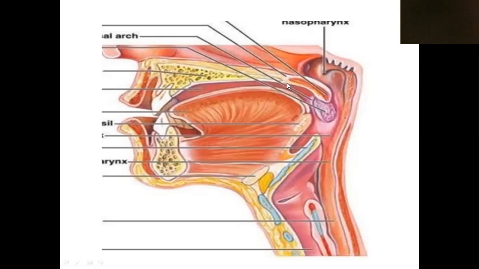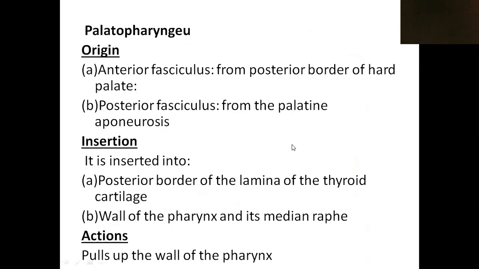Then both fibers run backward and downward. Roughly we can say it is inserted to the pharynx. Exactly, to the posterior border of the lamina of the thyroid cartilage. Some of the fibers are inserted to the lamina of the thyroid cartilage. The remaining fibers continue with the pharynx. Okay, so that's why it's known as palatopharyngeus. Then action, it is an elevator of the pharynx.